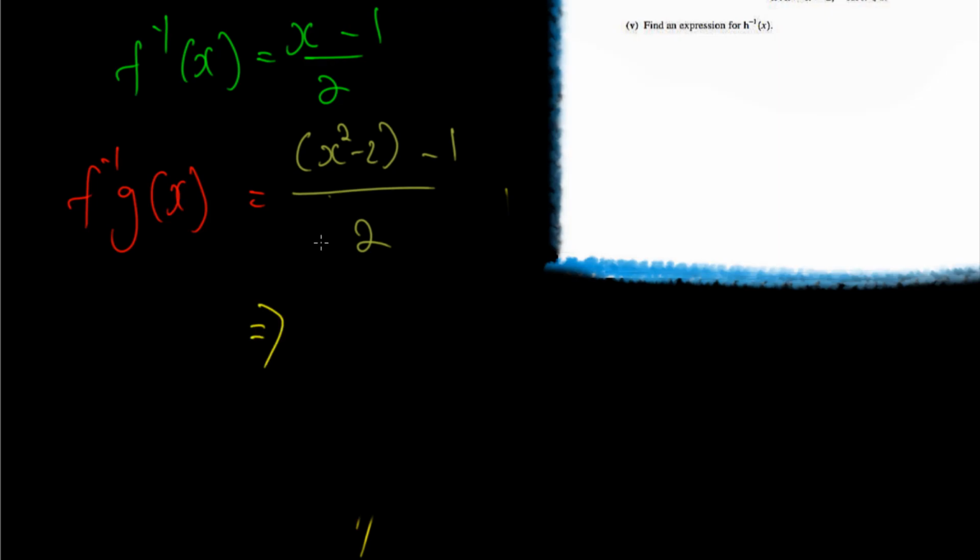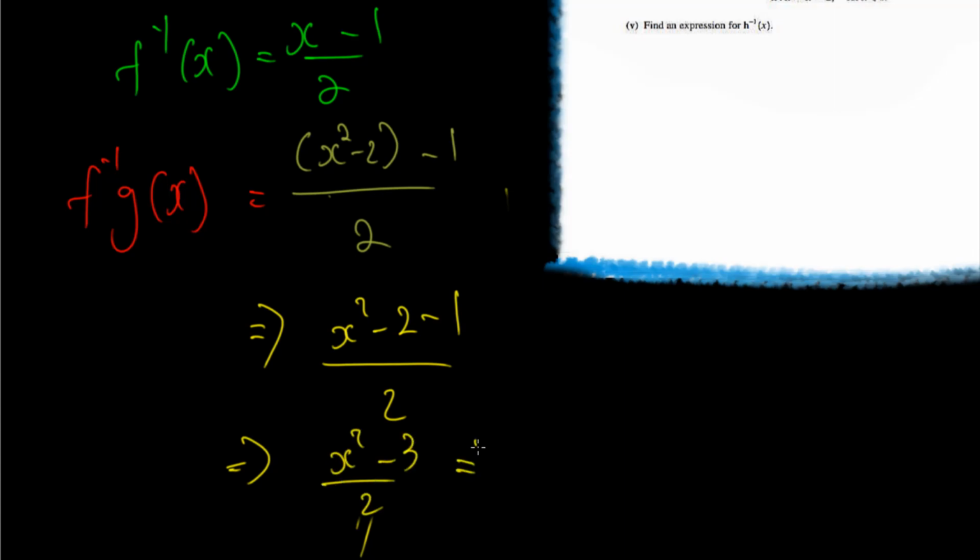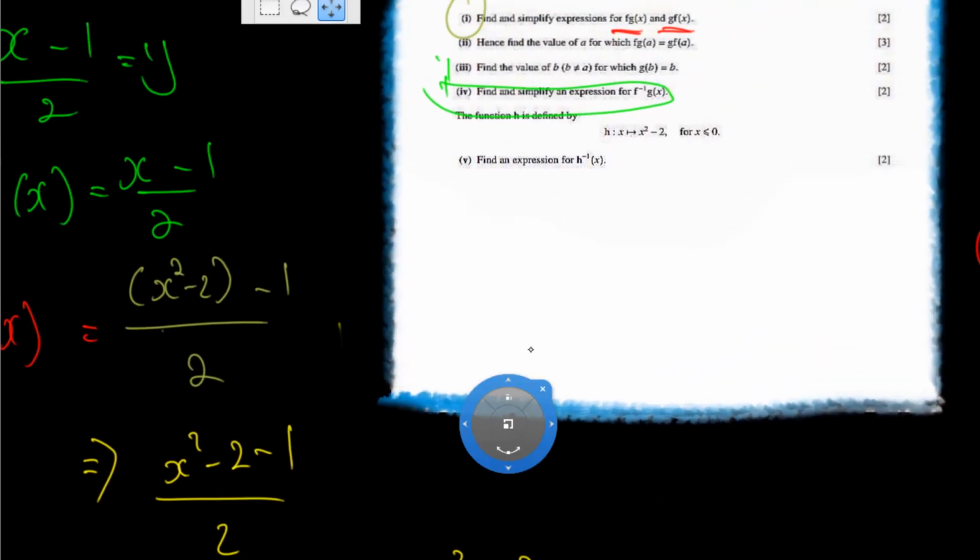So if I do that, it's going to be x square minus 2 minus 1 by 2. x square minus 2 minus 1 is x square minus 3, by 2, which is going to be 1 by 2 x square minus 3 by 2, and that's your simplified answer right there.